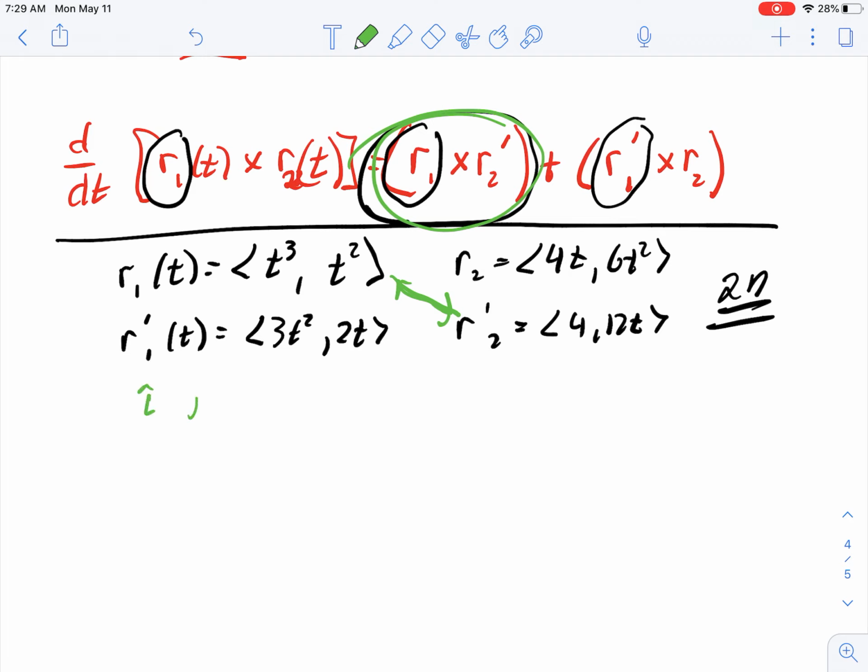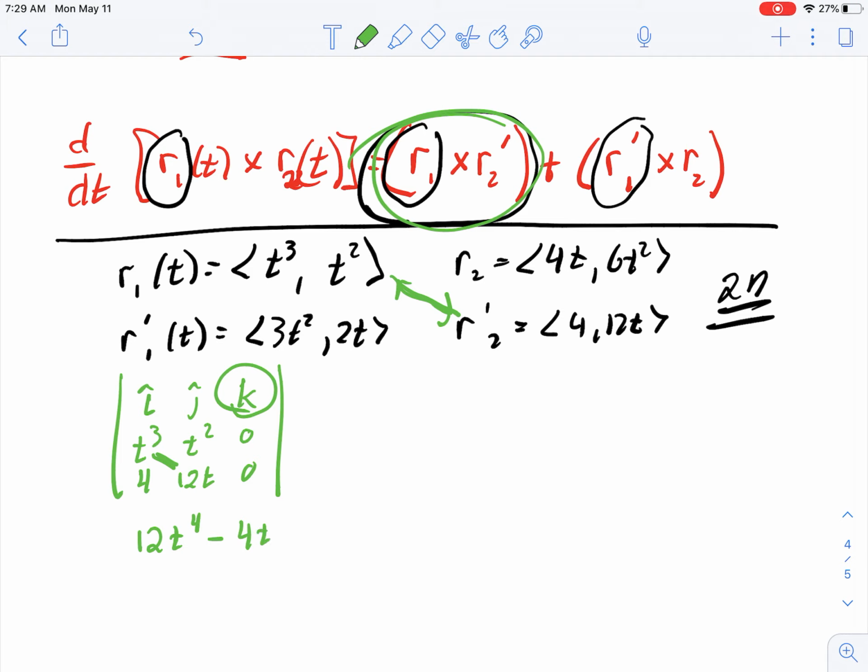So let's set it up. i hat, j hat, and k hat. Now, order matters, so we have to go t cubed, t squared, and then I put here 4 and 12t, and then just put zeros here. By setting this up, you're only doing the k component, because all the other ones will give you zeros. So doing just this one here, I get 12t to the 4th minus 4t squared.